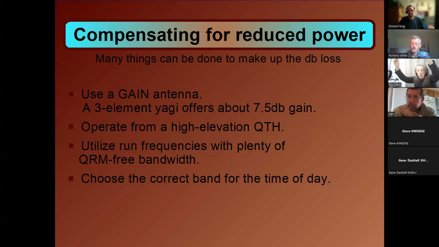And in general, know that the higher bands will close out. So you'll go from 10 meters down to 15, down to 20. And then at some point in the early evening, go down to 40, down to 80 if you can.